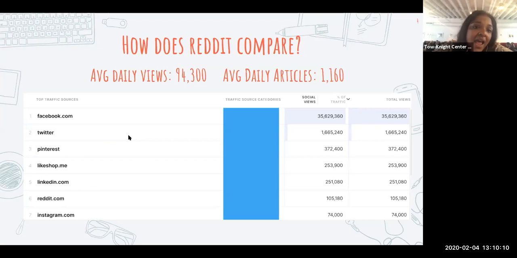And what you can see is that average daily views referred by Reddit is actually pretty low at around 94,000. So you can see that that's just above Instagram on this chart, but you should basically look at Instagram and LikeShop as one particular entity, because LikeShop is also driving traffic to Instagram. You can also see that there's still over 1,000 articles every single day that are making their way through Reddit. So there's definitely a place to find an audience and to find traction for your content, though it's not going to be the same numbers as a Facebook or a Twitter or even a Pinterest at this particular point in time. And that's something that I'm not expecting to change at any time.